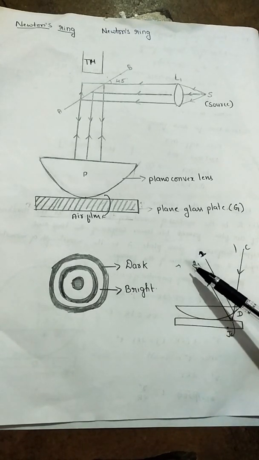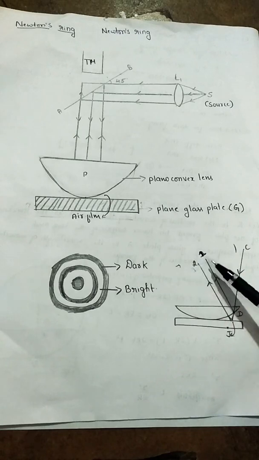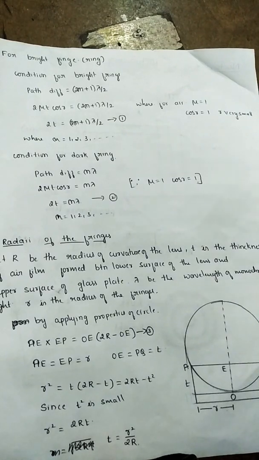Here ray 1 and ray 2 are parallel to each other. When these parallel rays superimpose on each other, interference fringes will be formed. These interference fringes are nothing but bright and dark fringes, which are Newton's rings. If the path difference between ray 1 and 2 is equal to (2m plus 1) into lambda by 2, then we'll get a bright fringe. If the path difference between ray 1 and 2 is equal to m lambda, then we'll get a dark fringe.